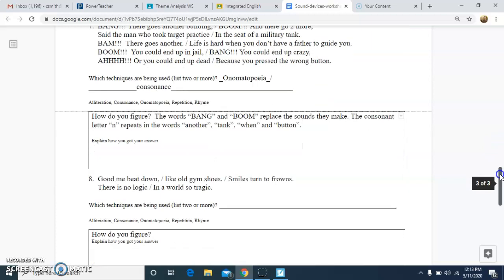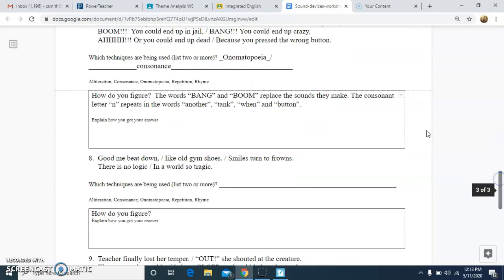Okay. Number 8, and again, by the way, there's different answers here too. You could have assonance in there. Some of you might even have alliteration. Okay. What technique is being used? Again, look at our choices. Good beat me down like old Jim's shoes. Smiles turn to frowns. There is no logic in a world so tragic.